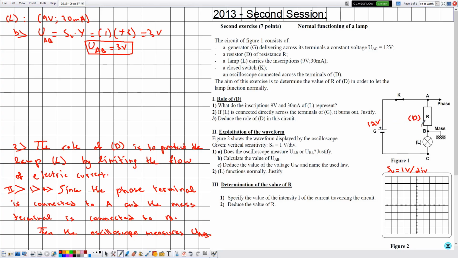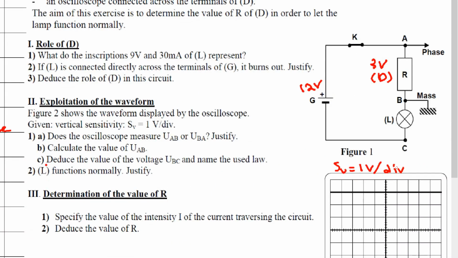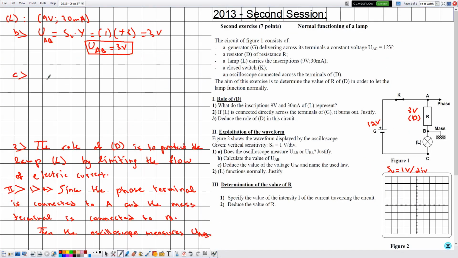Then here we know that the voltage across the resistor R is given by 3 volts. Now in part C, they are telling me to deduce the value of the voltage UBC and name the law used. Deduce means that we need to use the part just previously before. In part B, we have determined the voltage across a branch. Then we can calculate the voltage UBC using the law of addition of voltages. And always in physics, whenever we use a law, we need to mention the law that we are using.